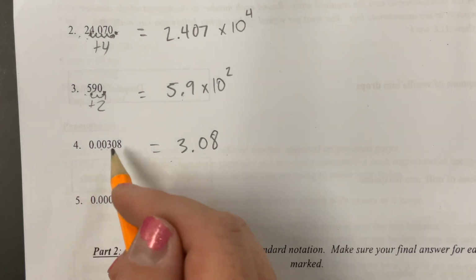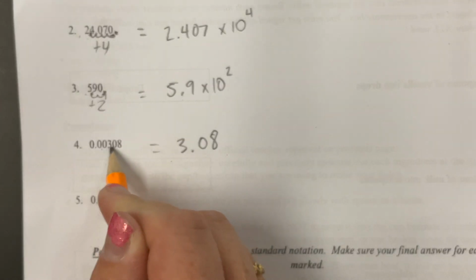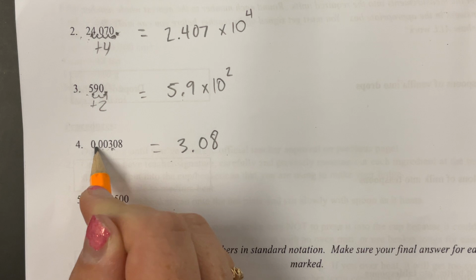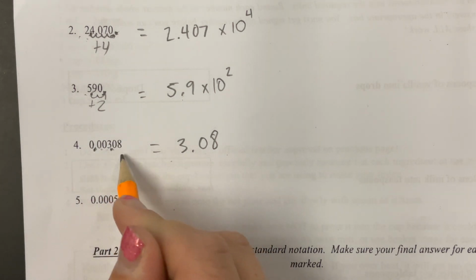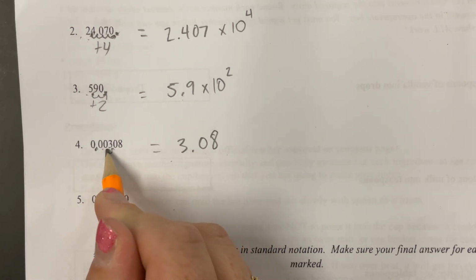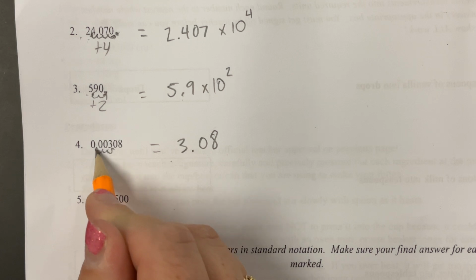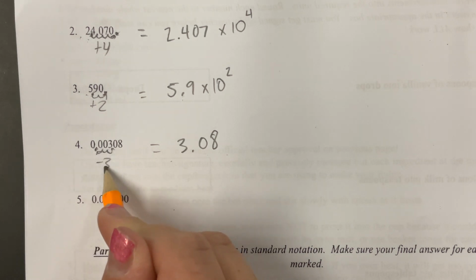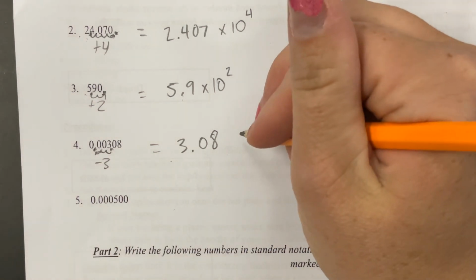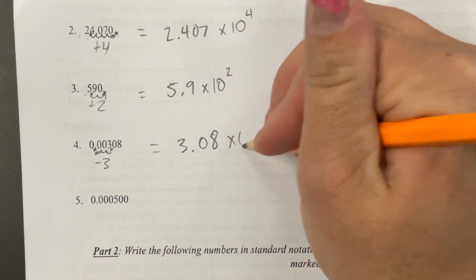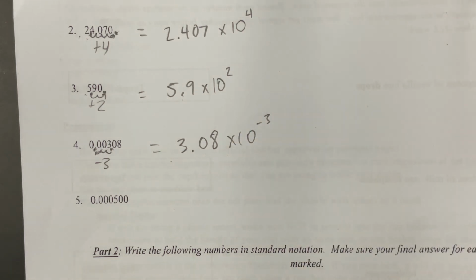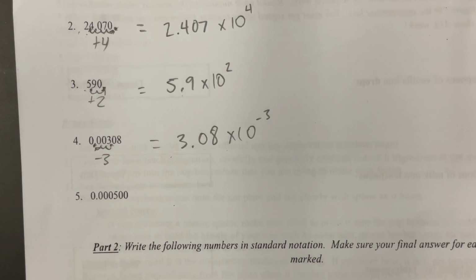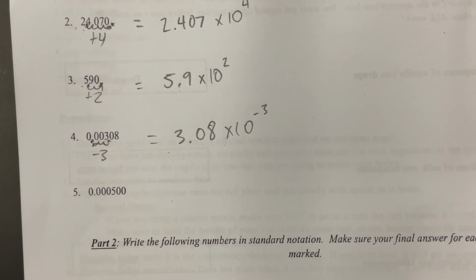Okay, so now I've put the decimal point right here, but the original decimal place was right there. So if I'm mapping back to the original, I have to go left 1, 2, 3 decimal places. That's left 3. So that's going to be my exponent for this, times 10 to the negative third.